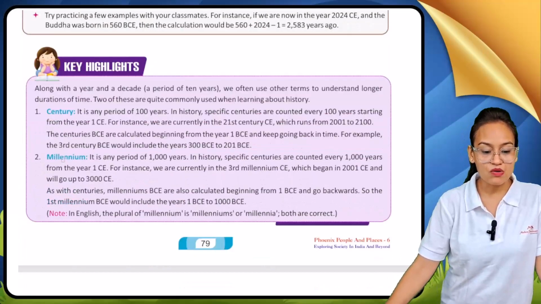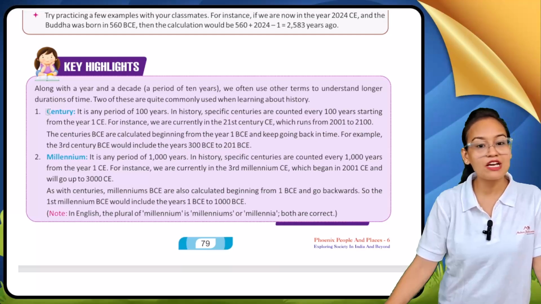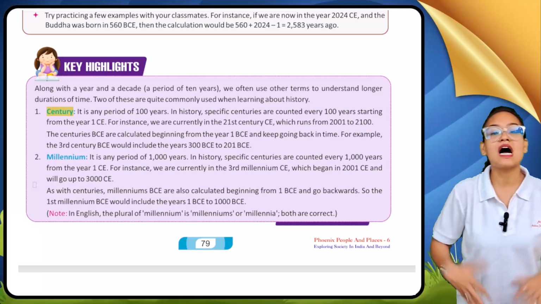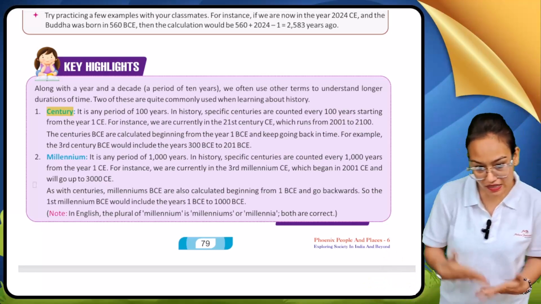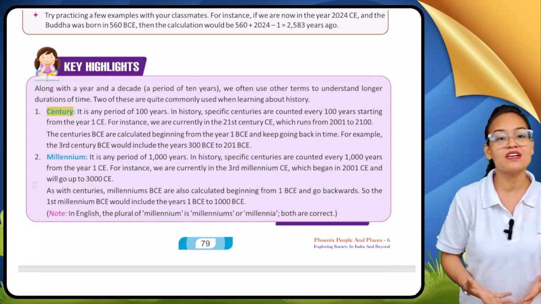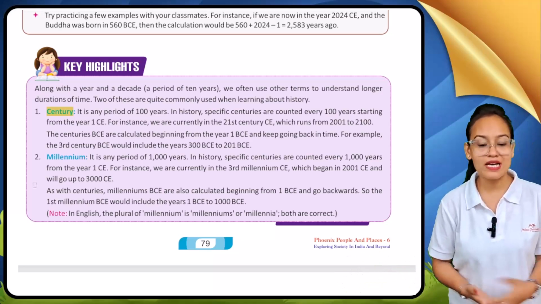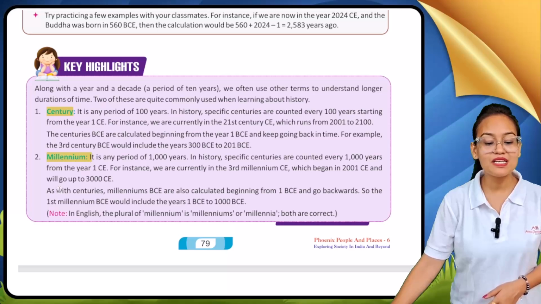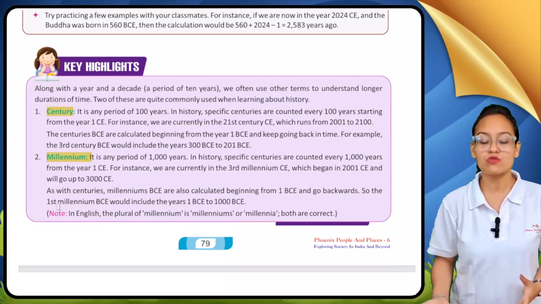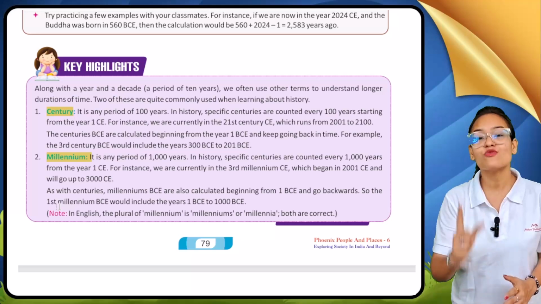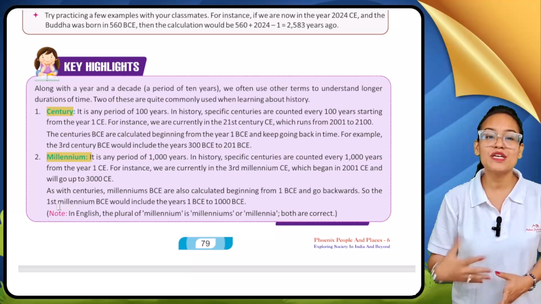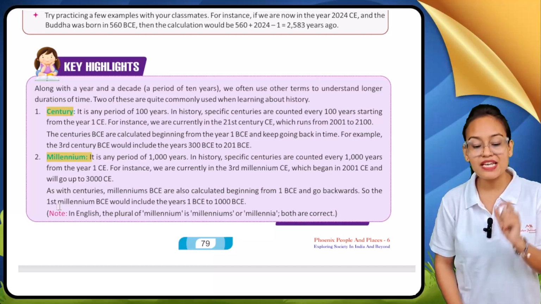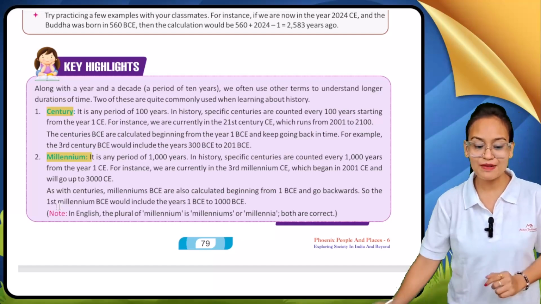Now, century. What is the meaning of century, my dear students? Century means 100 years. When any period completes 100 years, it is known as a century. Now millennium. What is the meaning of millennium? Millennium means a period of 1,000 years. Sorry, not 10,000, 1,000 years. Century means 100 years, millennium means 1,000 years.